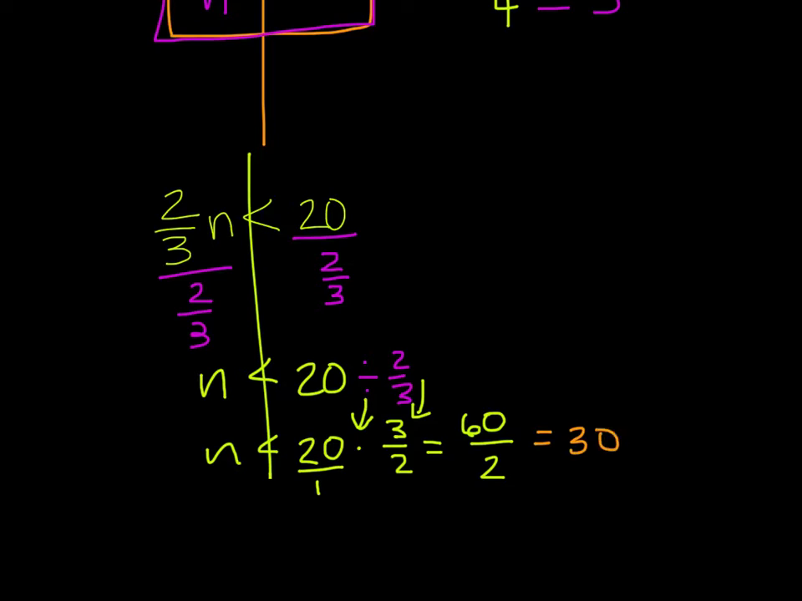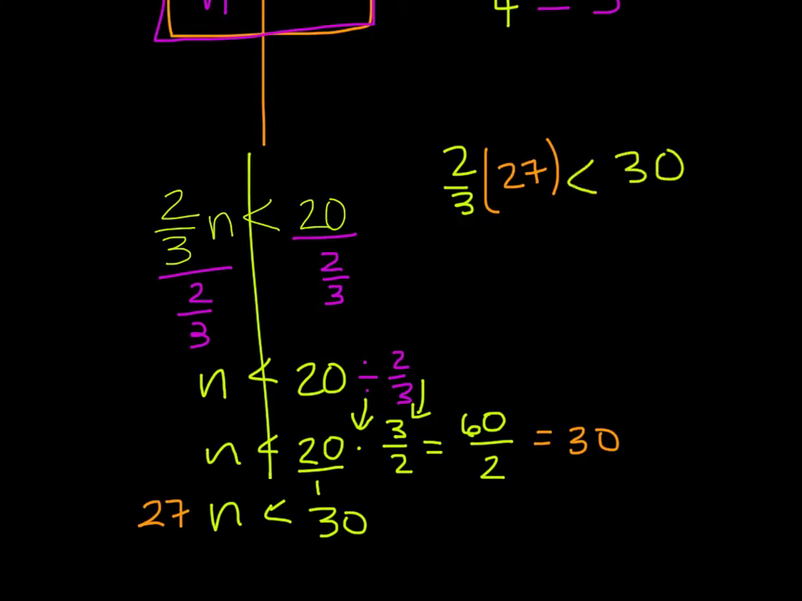If n is less than 30, this inequality will work. So let's try a number that's less than 30. Let's try maybe 27. 27 is less than 30. So 2/3 times 27 is less than 30.